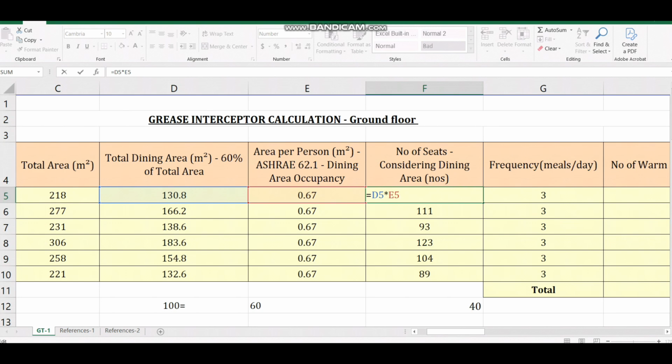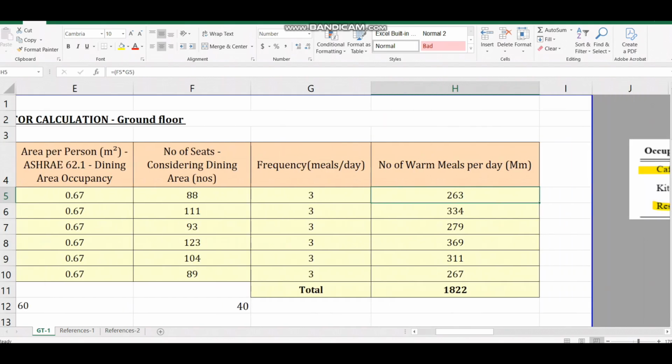So by doing so, I can get the number of seats considered in the dining area. Now I need to assume how many meals for these people. Normally we will assume 3 meals per day for 1 person. So we have a total of 88 people. So 88 into 3, we will get the total number of meals that will be served in the dining area.